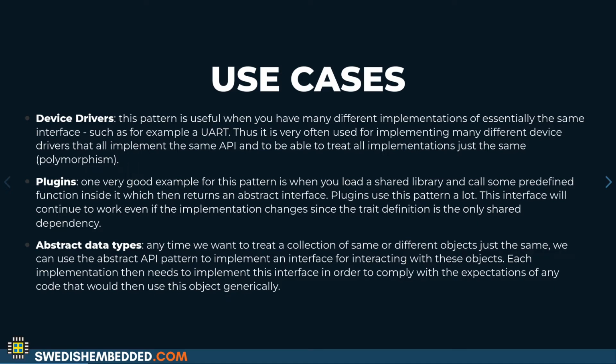So it's another example of this abstract API pattern. And number 3 is abstract data types. Let's say we want to have multiple data types that have the same behaviors, and we want to be able to treat those data types, make operations on them generically without having to know exactly what type we are dealing with. That's also a use case for the abstract API pattern, because we can have multiple data types that essentially implement the same interface.